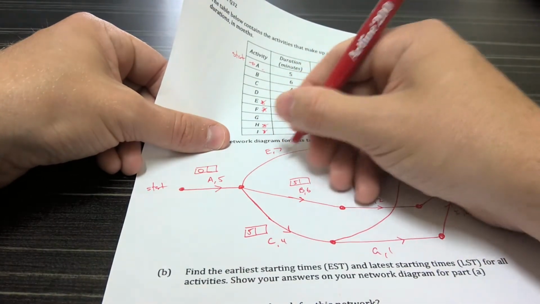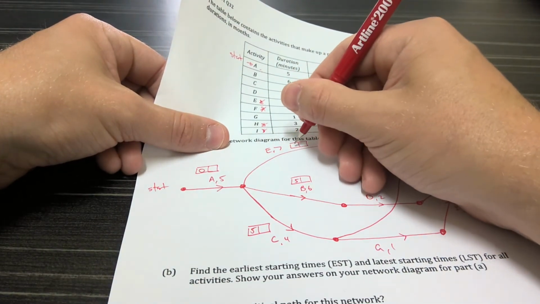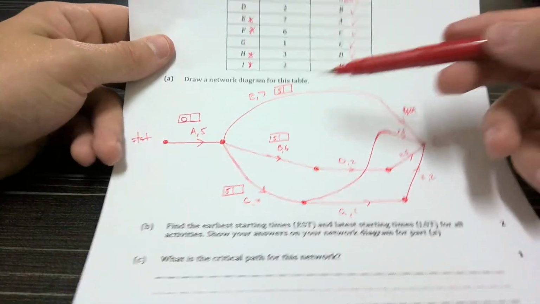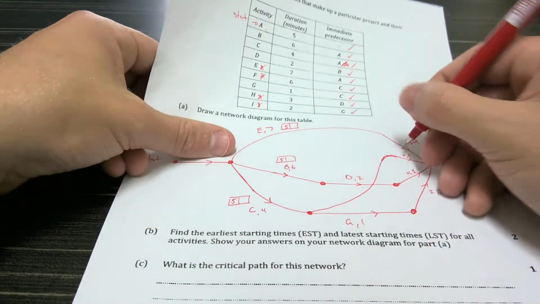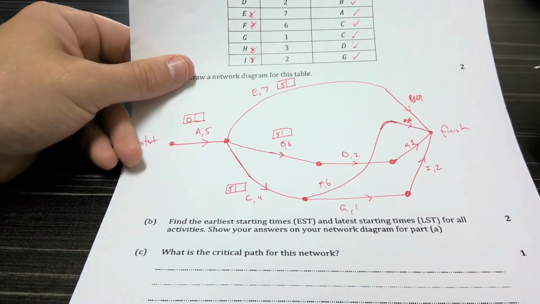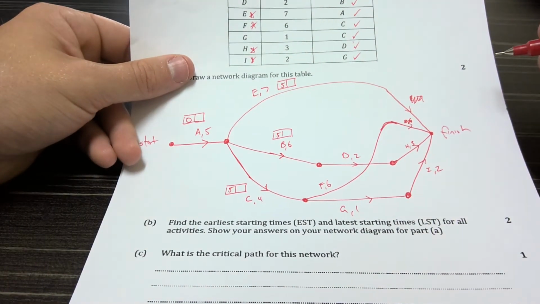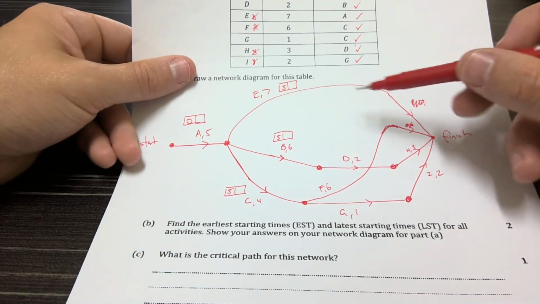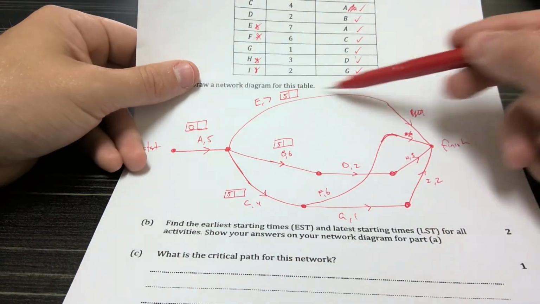So I've got E7, and that box is 5, and we don't know what's coming up next, okay? I'm also going to write F6 here, okay? So now that we've got this, let's just make our way through. So E goes to the finish.